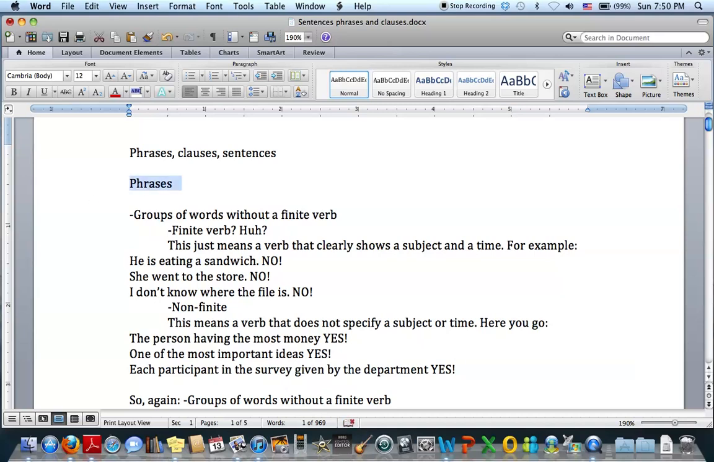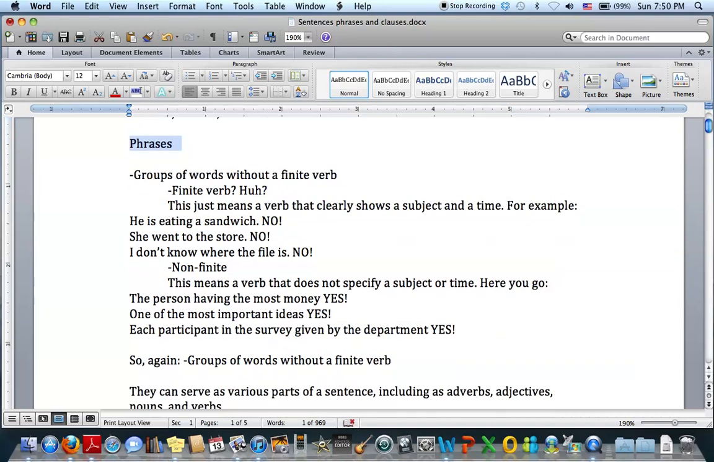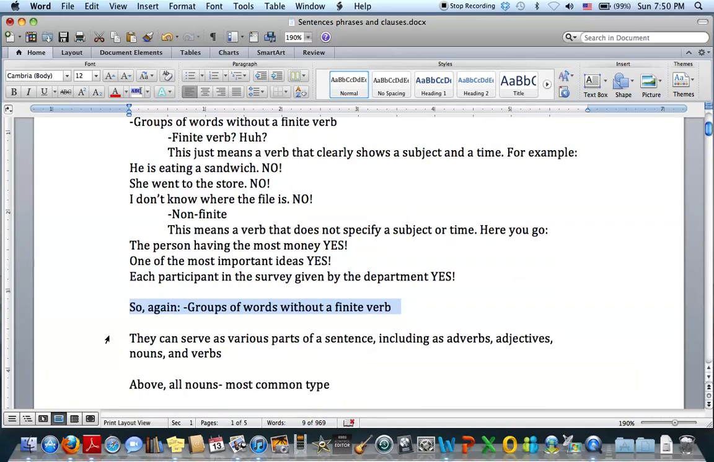And there we go. So, to recap briefly, phrases are groups of words without a finite verb. That's how it works. Now, phrases can serve as various parts of a sentence. So they could be adverbs, adjectives, nouns, and verbs. Now, if we look up above, again, we had three examples of things that are not phrases. Those were right here. Right? And then we had three examples of things that are phrases.